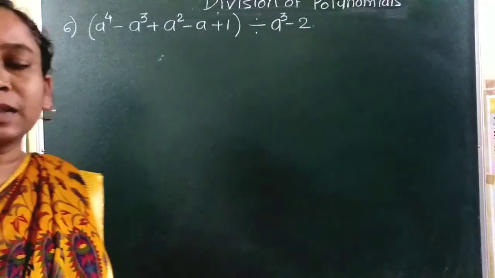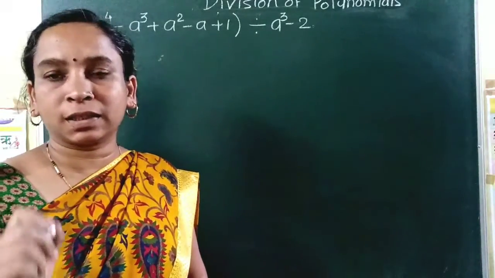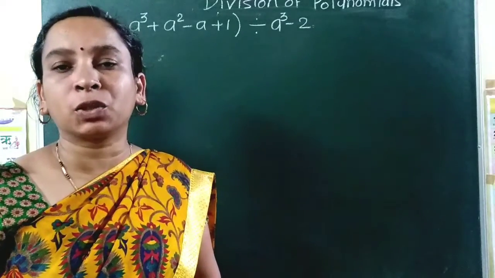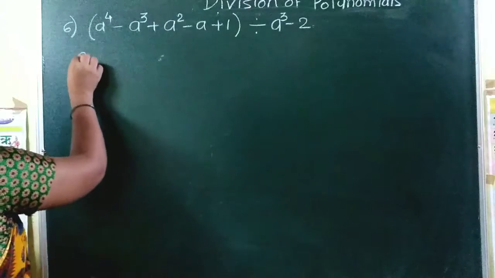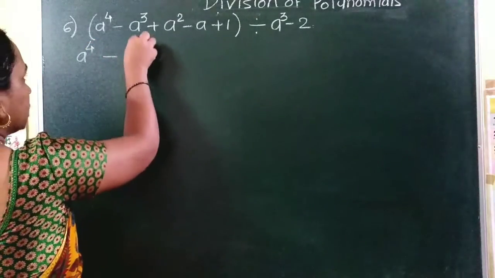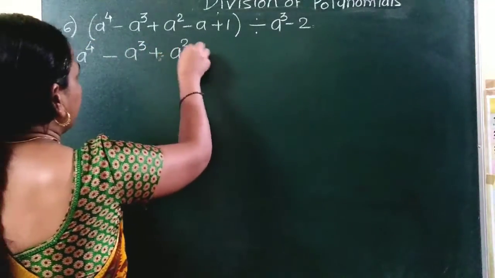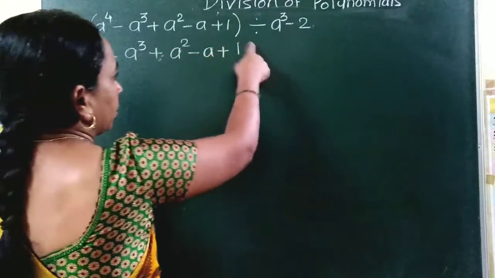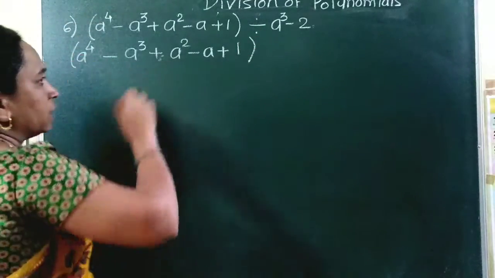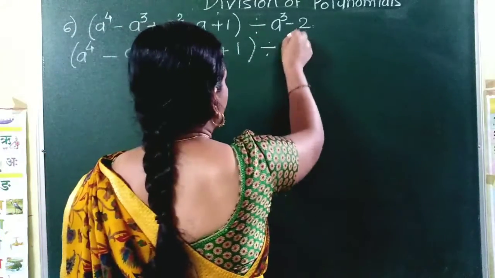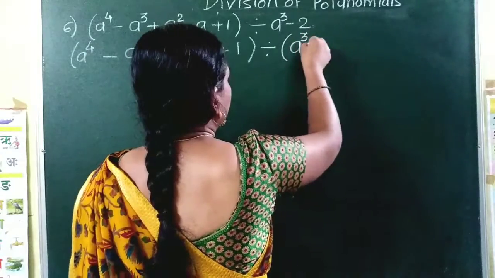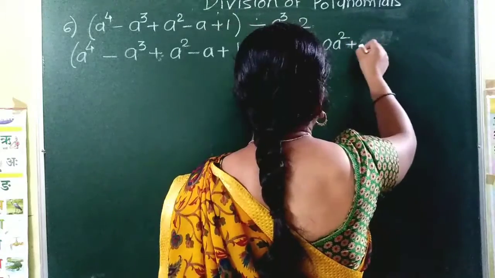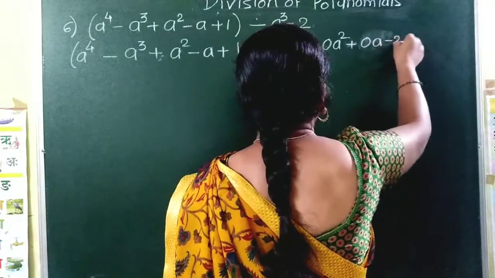Sixth example. In sixth example, dividend is in index form but not the divisor. So we'll convert the divisor into index form first. So again we will write a raised to 4 minus a cube plus a square minus a plus 1. 4, 3, 2, 1 and power is here 0. So it's in the index form. Here we'll convert it. So a cube, a square, 0a square plus 0a minus 2.